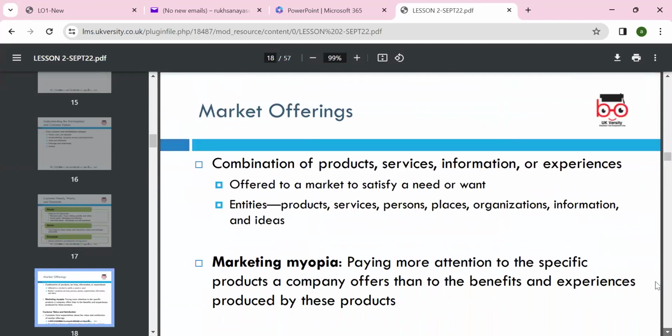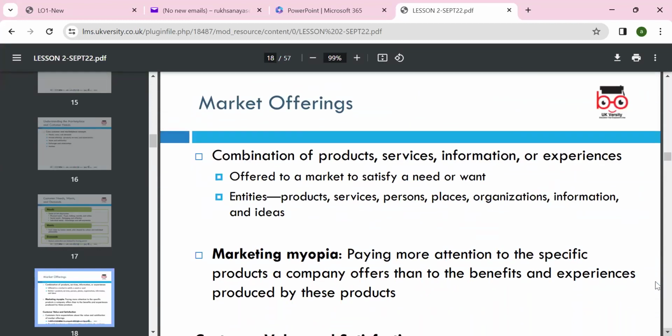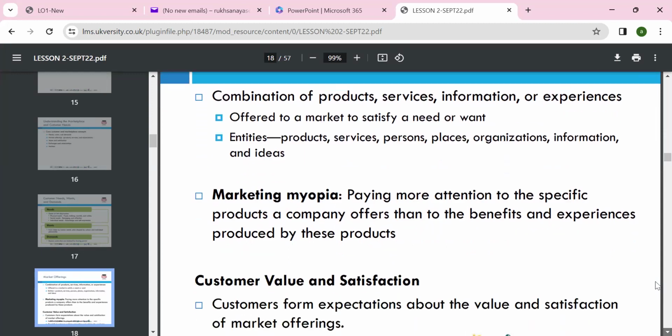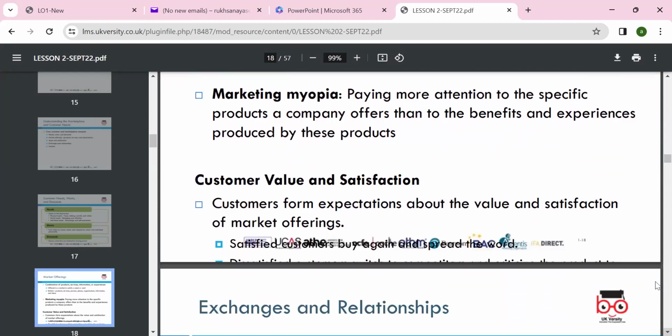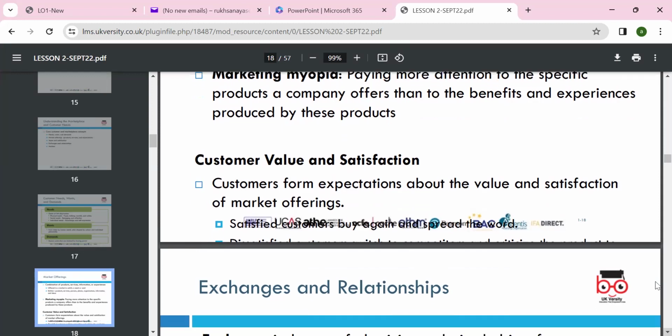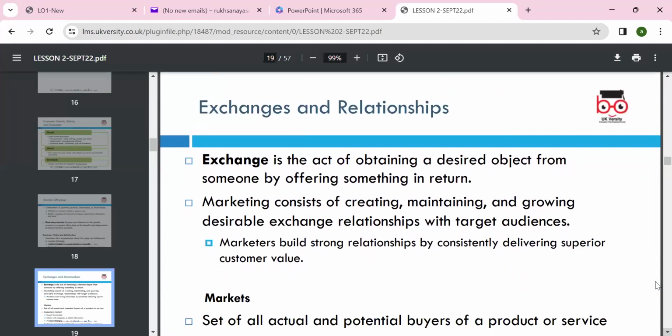Okay, so a marketing offer is a combination of products, services, and experiences offered to the market to satisfy needs and wants. Entities include products, services, and markets. Marketing myopia is paying more attention to the specific product the company offers than to the benefits and experiences produced by these products. Customer value: as companies, we are really looking to create customer value and satisfaction. Exchange relationship: we look at the exchange of goods and services, the act of obtaining a desired object from someone by offering something in return. Marketing consists of creating, maintaining, and growing the desired exchange relationship with the target audience.